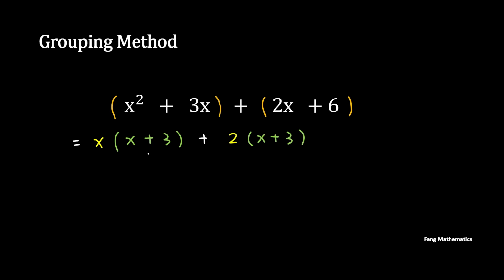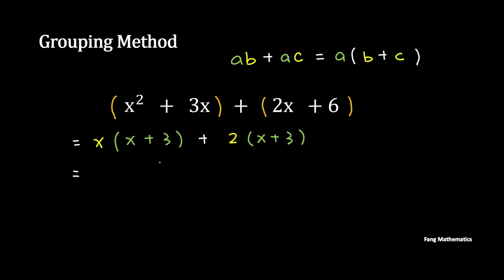So if you are to look at this x plus 3, I believe you just see that both terms have x plus 3. So we are now to use the distributive property and reverse the process. Let's recall the distributive property. ab plus ac is equal to a outside the parentheses, and inside the parentheses, you are to perform b plus c.